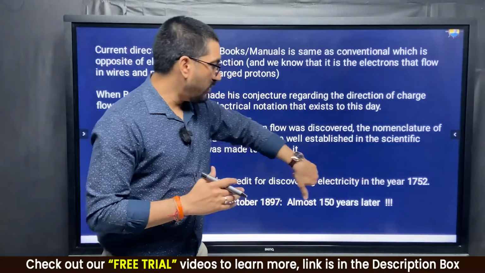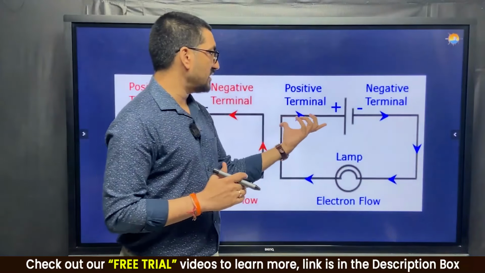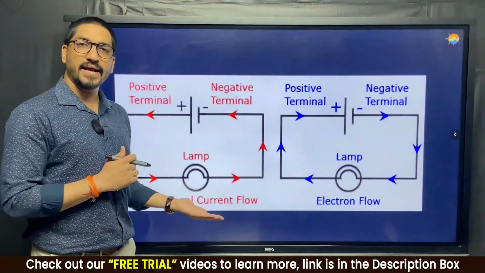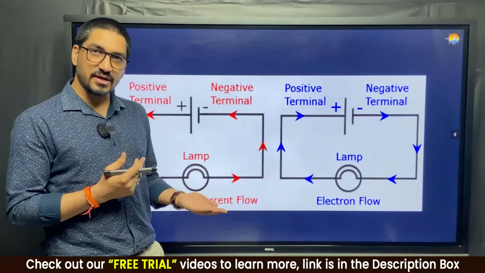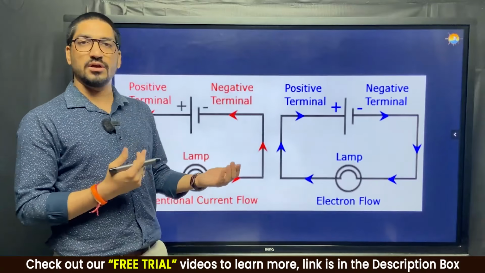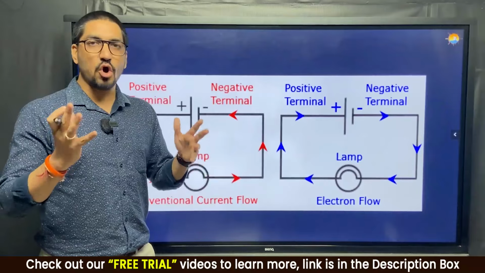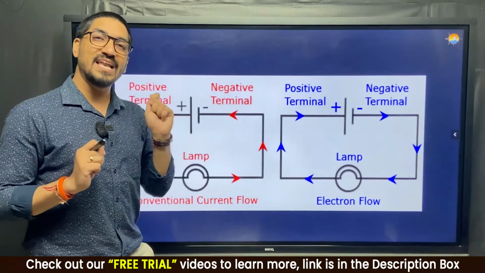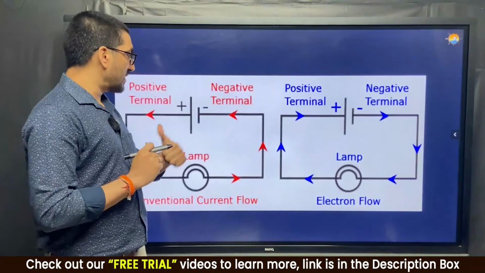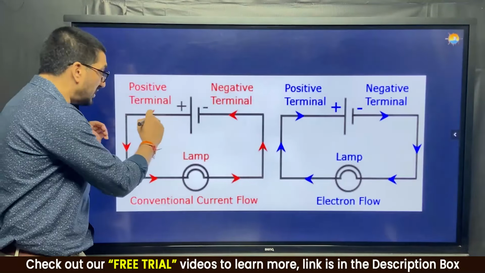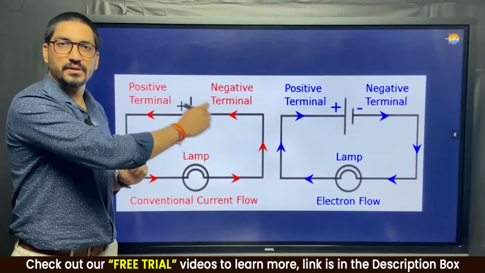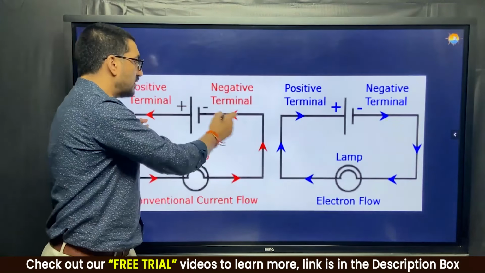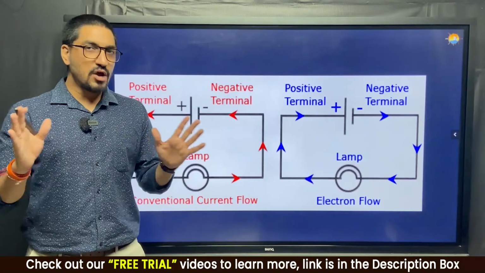Just that now we call this flow electron flow. However, this one we call current flow, or to be more precise, conventional current flow. So when we say current, we are talking about conventional current unless someone specifically tells you the electron flow direction, right? So we'll be considering as if something positive is flowing in the system. We just imagine some positive thing is flowing from the positive terminal to the negative terminal. So I hope that point is clear.